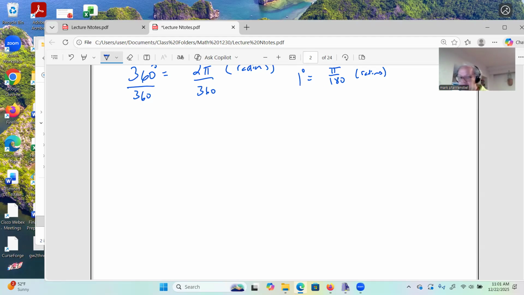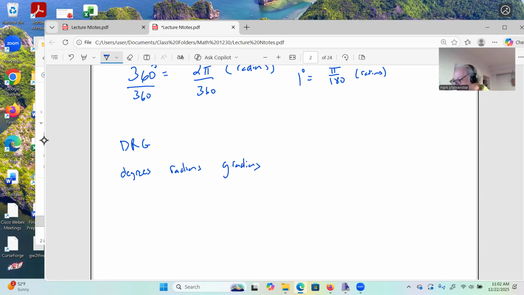The best way to go through this is to do lots and lots of example problems, which we're going to do in just a moment. But that's what we have here. In your calculators, usually you have a DRG button. This stands for degrees, radians, and gradients.